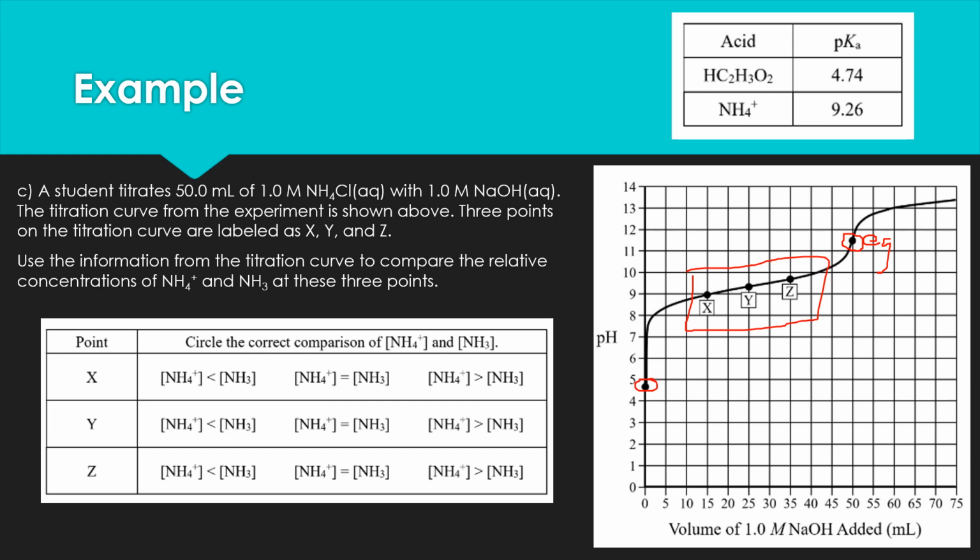So we want to see what's going on here. So if this is our equivalence point, that's always good to find. Another good point to find is your half equivalence point. So if our equivalence is 50, then half would be 25.